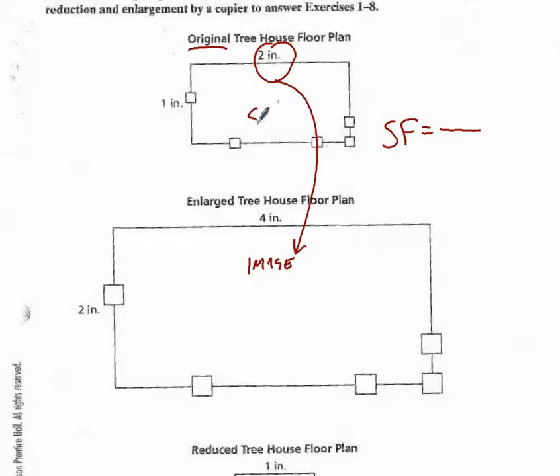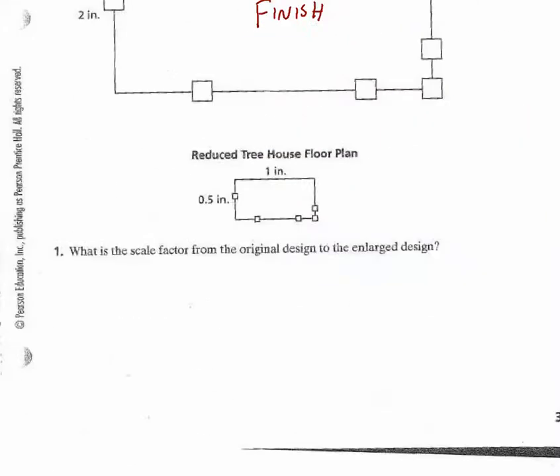In other words, I am starting at this figure and finishing in this figure. So my scale factor can be made by making the ratio of my image side length over my original starting side length. 4 divided by 2 is 2. So my scale factor is just 2 from my original to my enlarged.